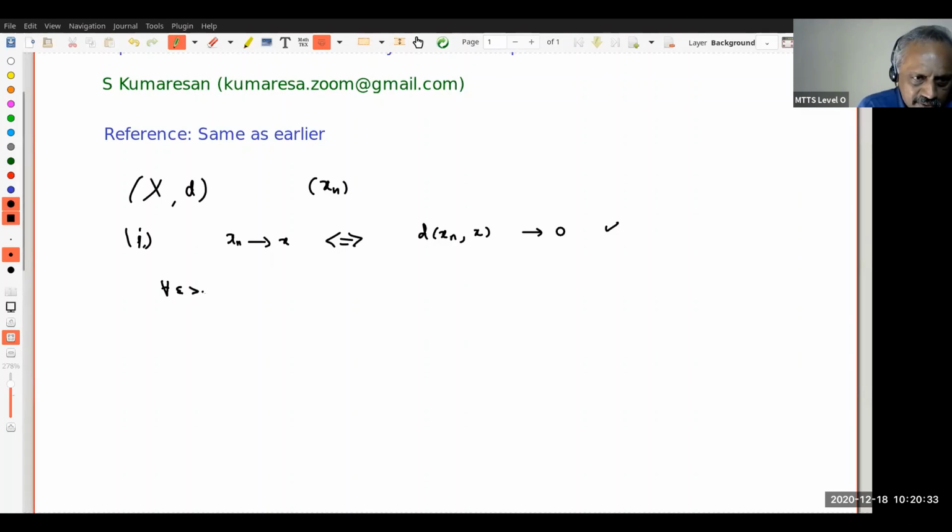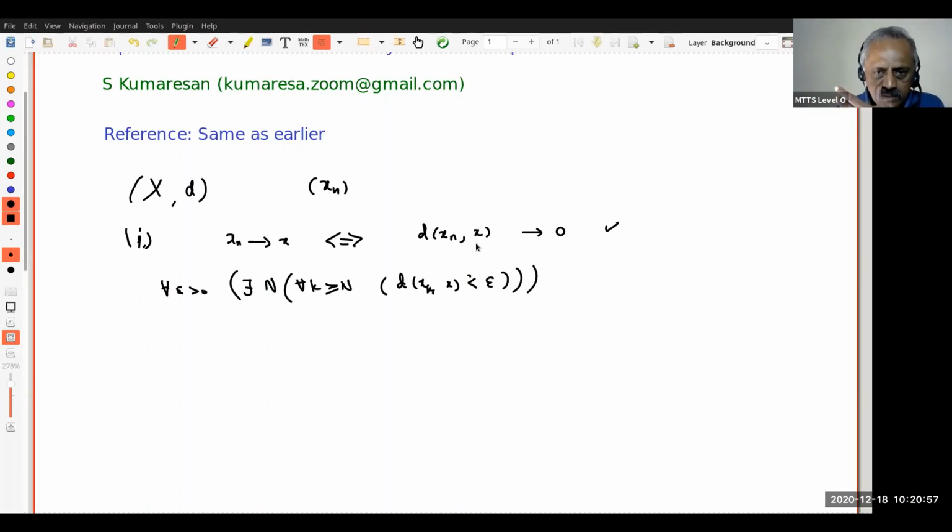For every epsilon positive, there exists a natural number n such that for every k greater than or equal to n, the distance between xk and x is less than epsilon. This is the definition. But when I say d(xn, x) converges to 0, what does it mean? You are going to give me an epsilon. I have to find a natural number n so that for all k greater than or equal to n, the distance between xk and x is less than epsilon. That is what you have done.